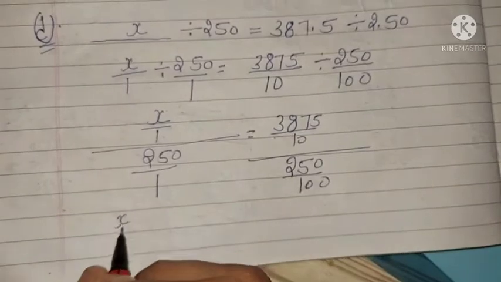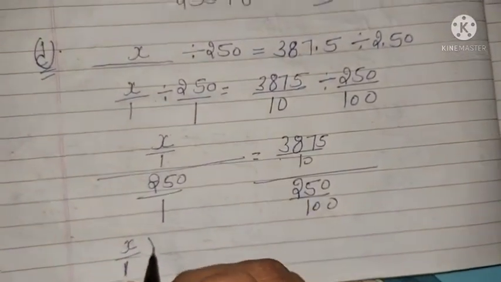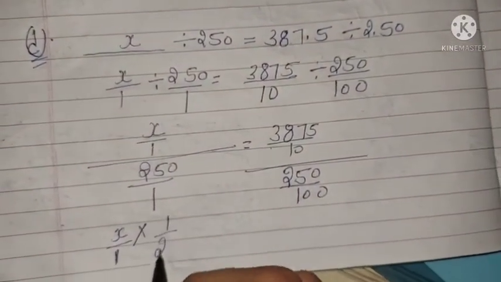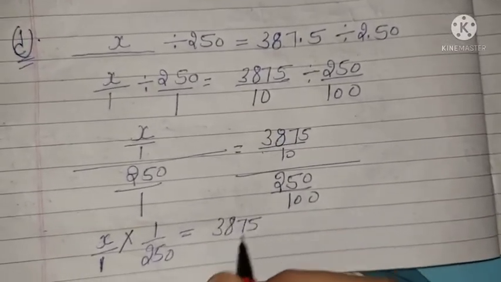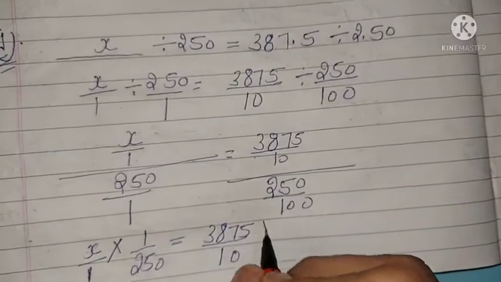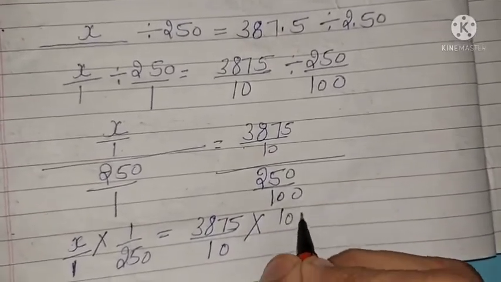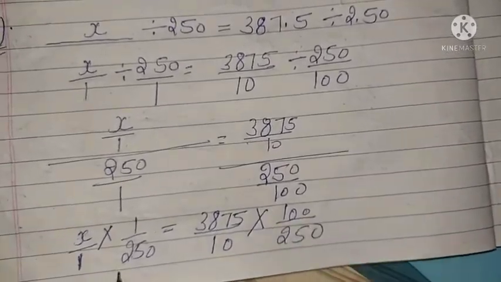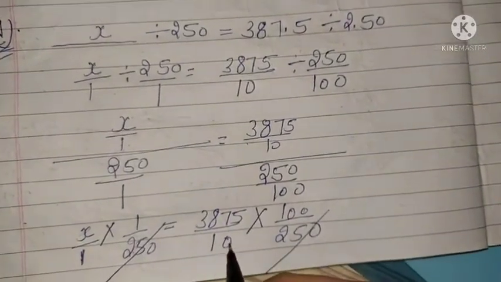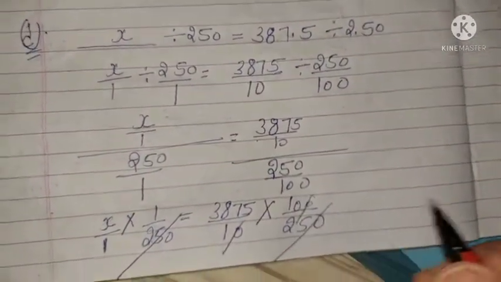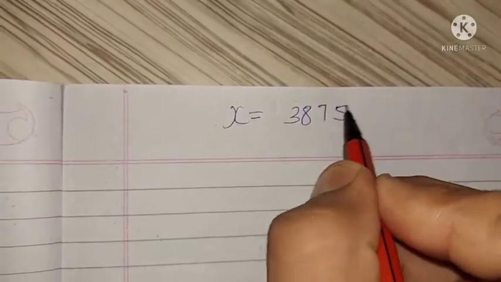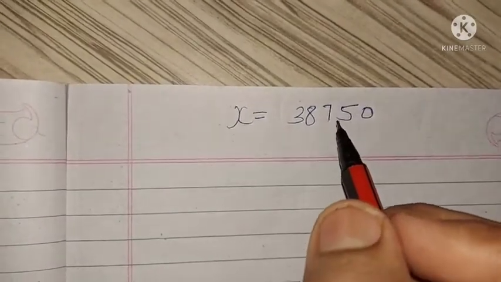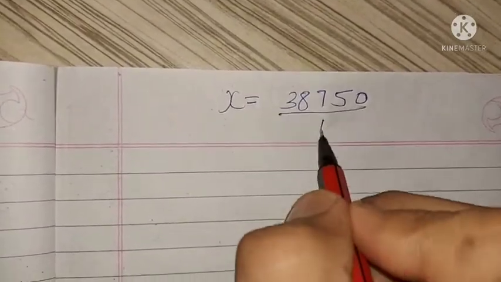I've told you to write the first fraction as it is, divide will become multiply, 1 upon 250. In the same way here, first fraction as it is, divide becomes multiply, then like this. 250 would cut with 250. So 10 would cut with 10. What would remain here? x equals 38750 upon 1. So this is the answer.